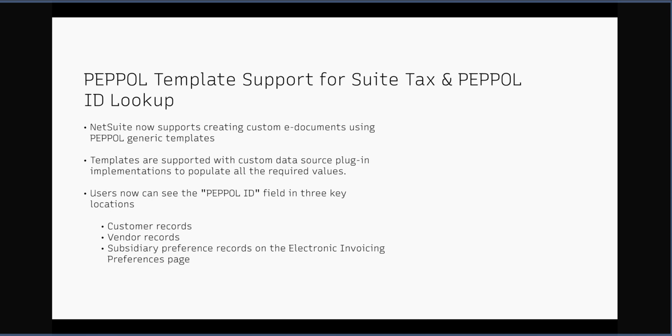NetSuite also now supports creating custom e-documents using PayPal generic templates. These templates are supported with custom data source plugin implementations to populate all the required values. While coming to ID lookup, users can now see the PayPal ID field in 3 locations: custom records, vendor records, and the subsidiary preference records on the electronic invoicing preferences page.